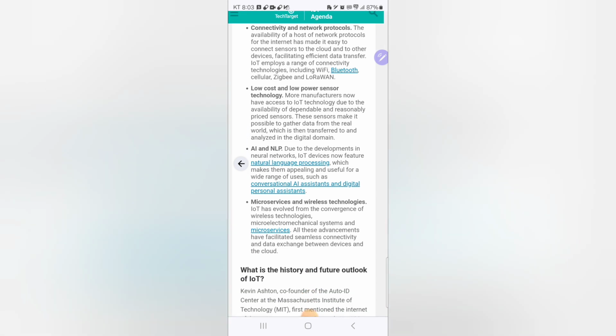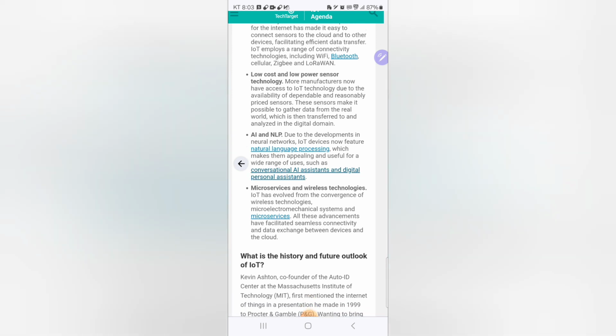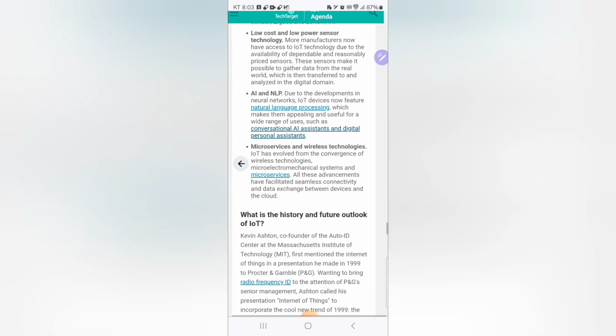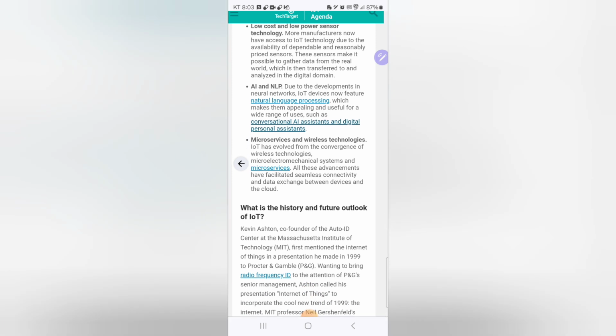Low cost and low power sensor technology. More manufacturers now have access to IoT technology due to the availability of dependable and reasonably priced sensors. These sensors make it possible to gather data from the real world, which is then transferred to and analyzed in the digital domain. AI and NLP.